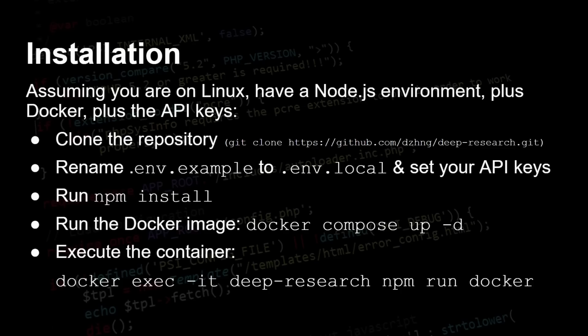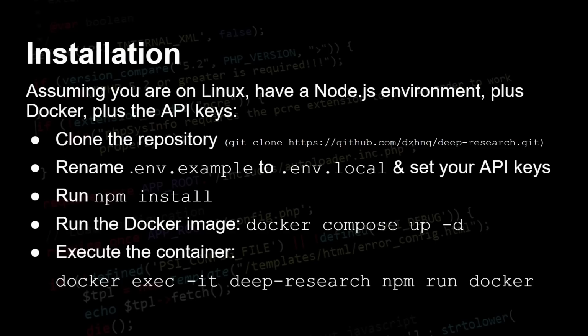You do an npm install, and then you run 2 Docker commands, one to get the image up and running, the other one to execute the deep research inside of it, and that's it. You've got it up and running. So as long as you've got Node, as long as you've got Docker, as long as you've got the API keys, this should pretty much be a turnkey solution. You just follow these 4 or 5 steps and you're going to be up and running.